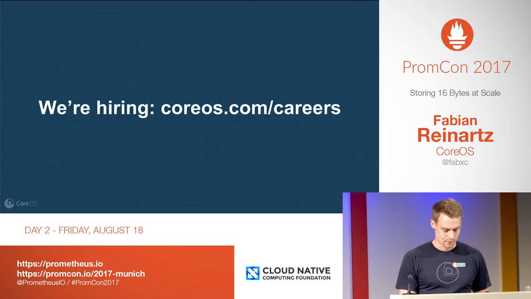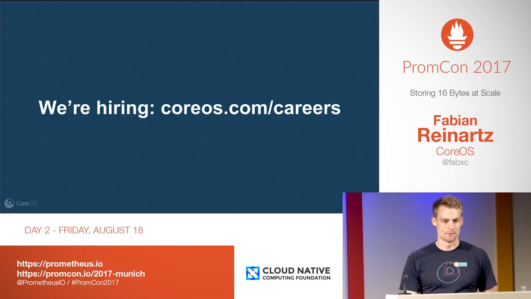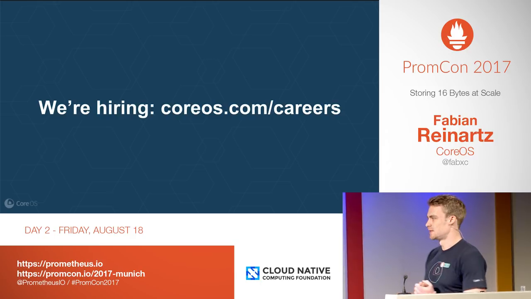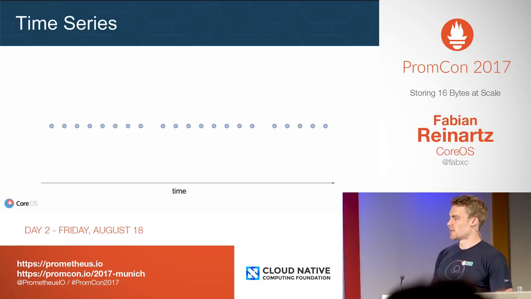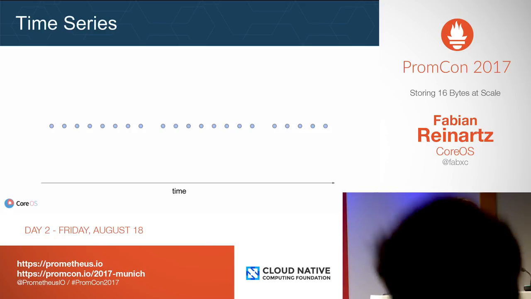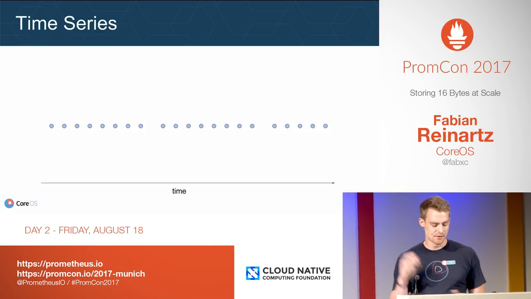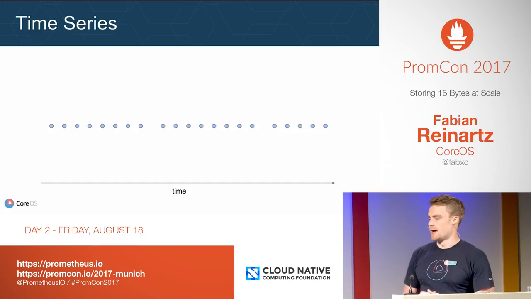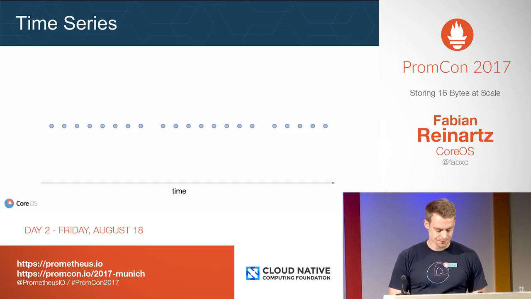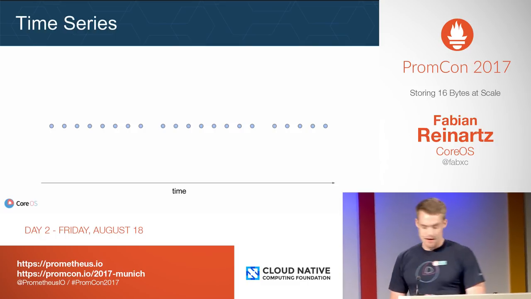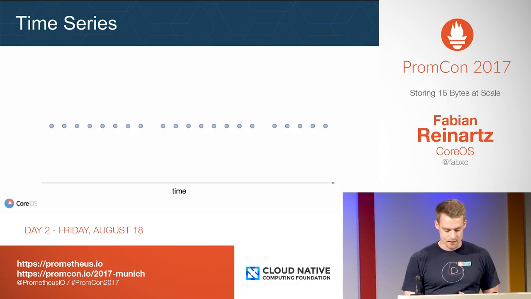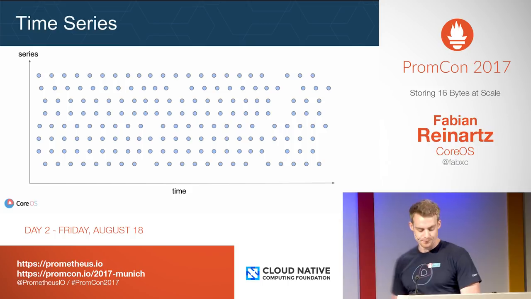So with that out of the way, let's start. We try to store 16 bytes at scale. Why do we try that? We want to store time series, and time series happen to be composed of samples. Samples are just streams of values, and each value has a timestamp attached. That's basically it, a pretty simple problem. Just that we don't have a single time series, but a lot of time series.